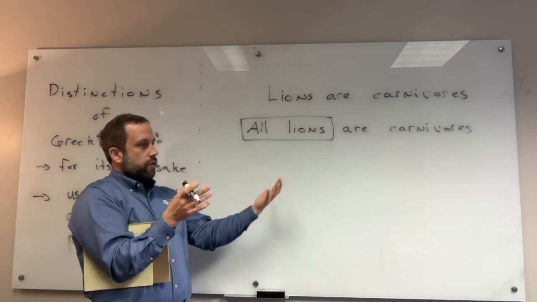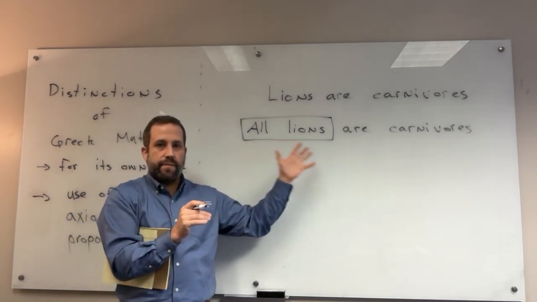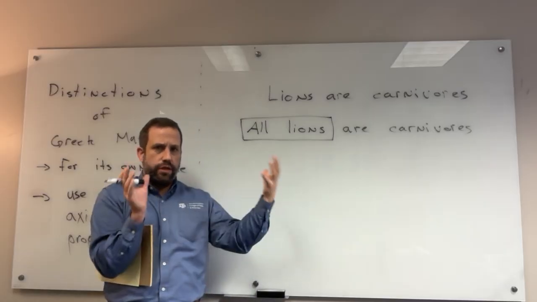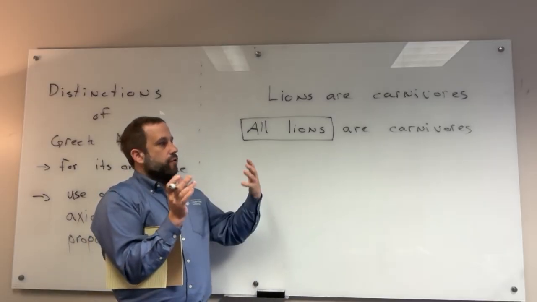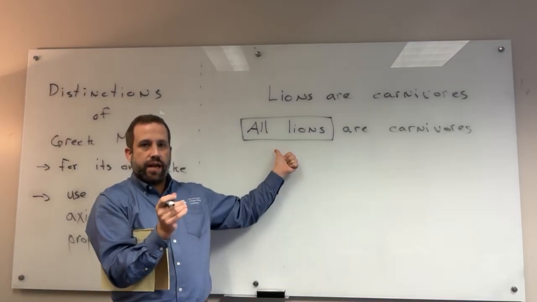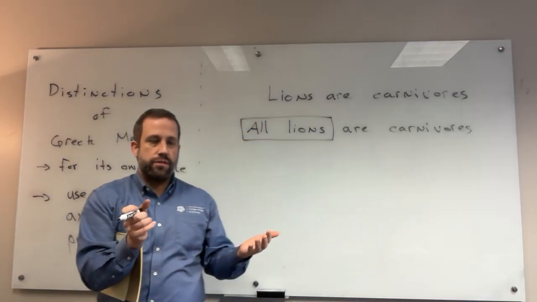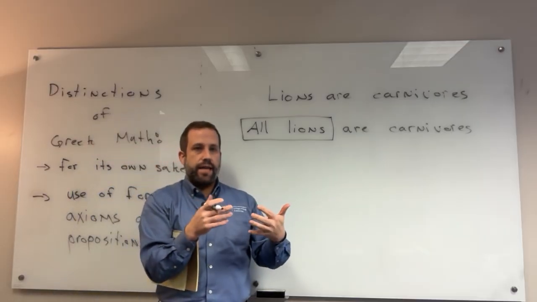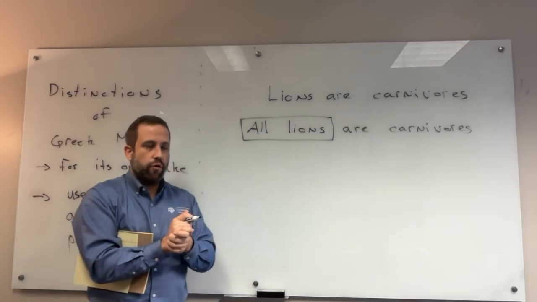So what Plato says is that when we make universal statements like this, what we're really doing is making a statement about the relationship between the Platonic form of lion and the Platonic form of carnivores. This is sort of an implication. This is an application of these Platonic forms.